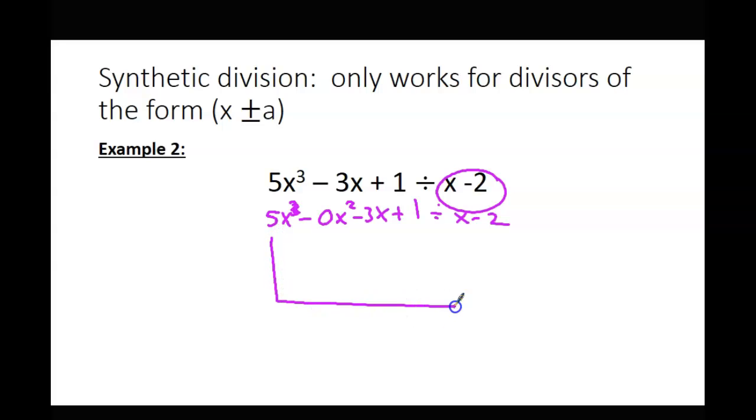I like to start with this bracket. It's like the same thing as a division symbol, but upside down. Then what you're going to do is we're going to put all the coefficients, not the letters, just the coefficients at the top here. So 5, 0, -3, and 1. Okay? Next, underneath the 1, I'm going to put another little bracket there. We'll explain what that's for later.